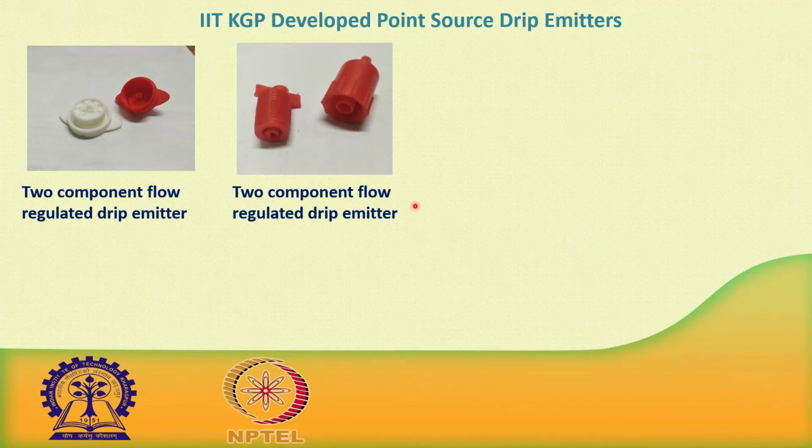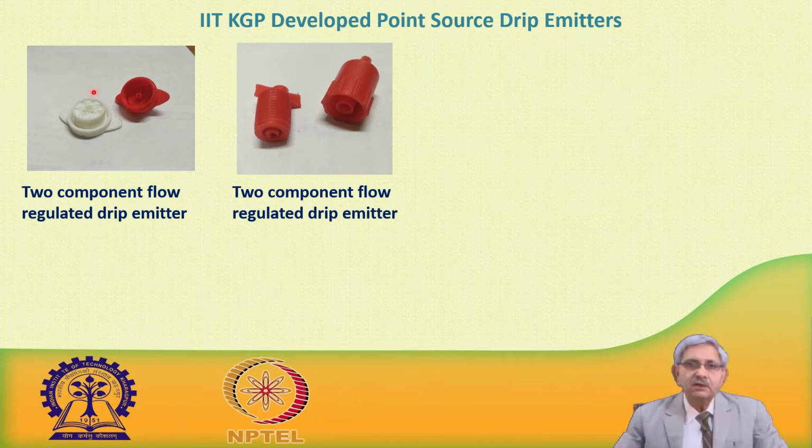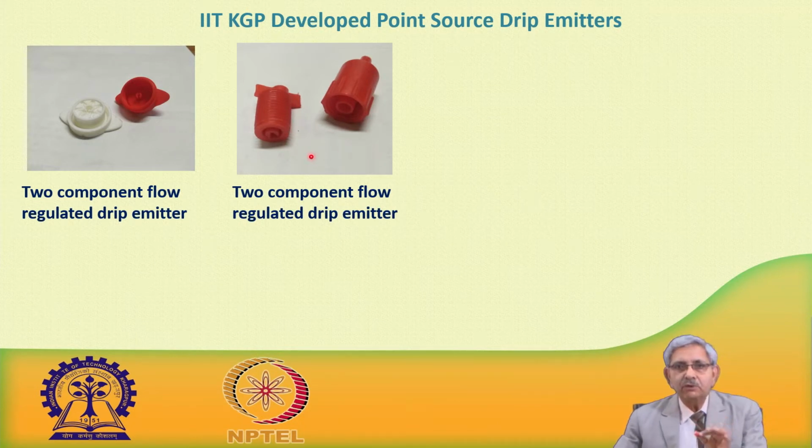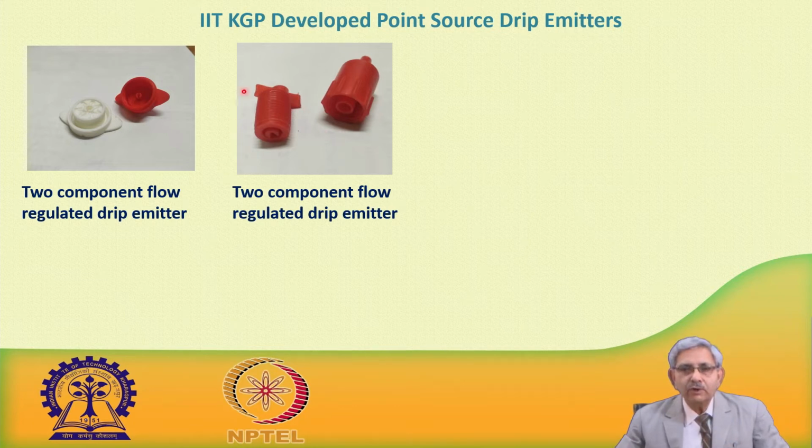So, as the water is coming out, what you are seeing here, the first one was this one, which I just now showed, the 2 component flow regulator dripper. This is again a development which we have made, a 2 component dripper. So, whatever amount of water we want to give, we can regulate. As the plant grows, the water requirement of the plant increases and we can regulate the flow.